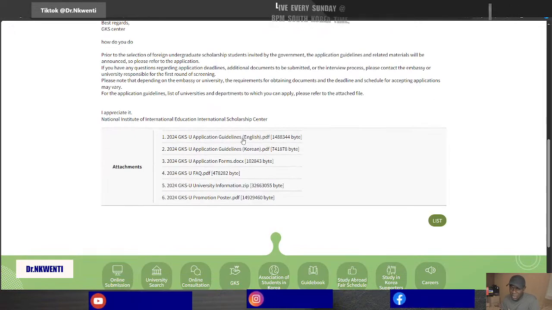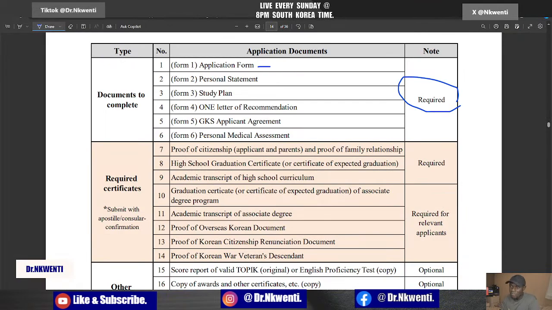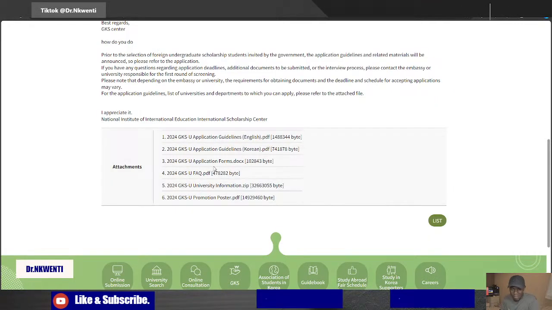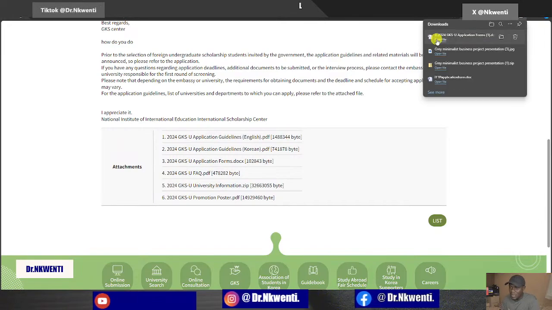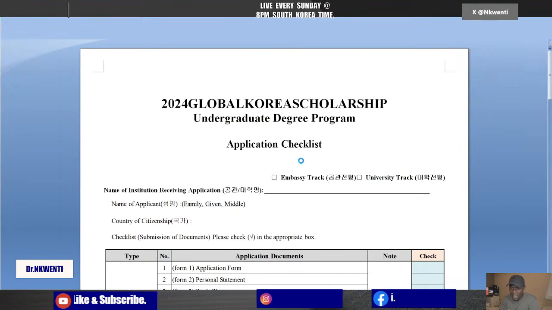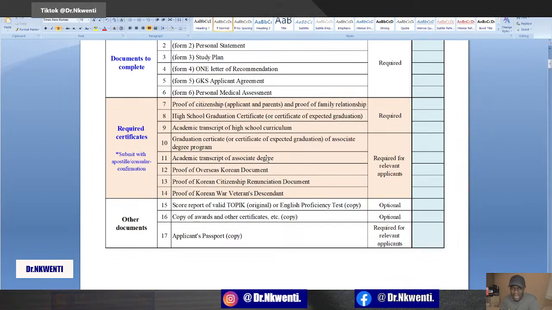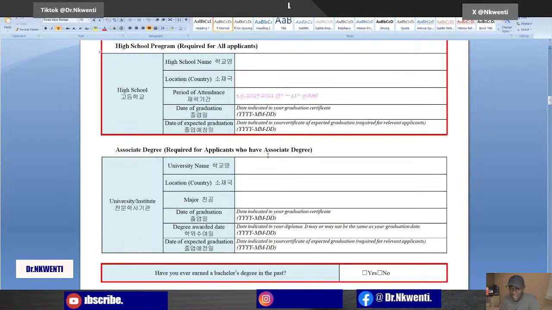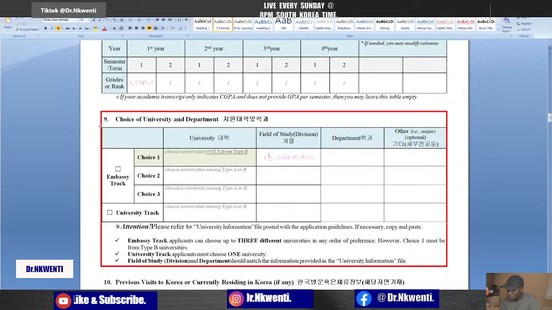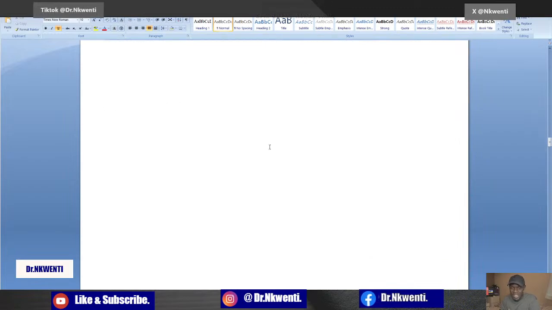There is the application guideline here, the document that I have open here, and then there are the application forms. If I click on it, it will download, and this is it. This is the application form. This is the document that is required, which means you must fill out all of the different sections of this application form. There is no negotiation about this one. You must fill out the different sections.